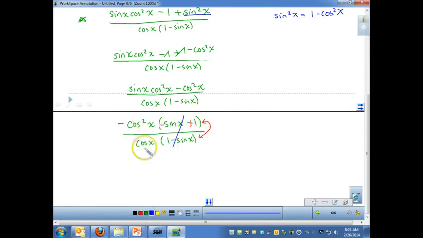I've got cosine squared over cosine, so one of those will cancel. And then I'm left with negative cosine of x.